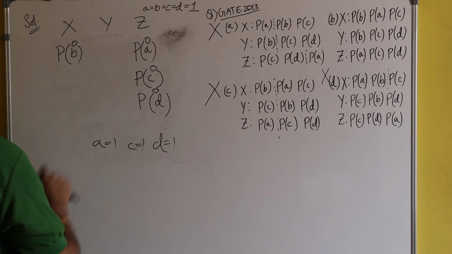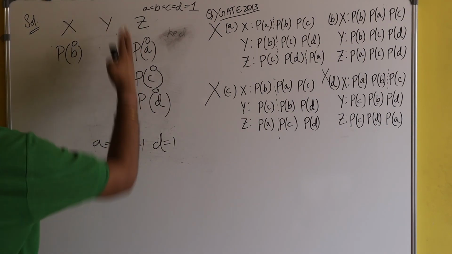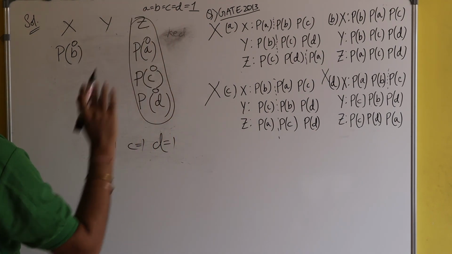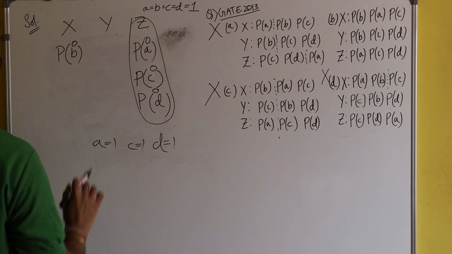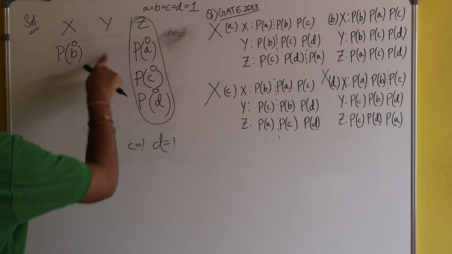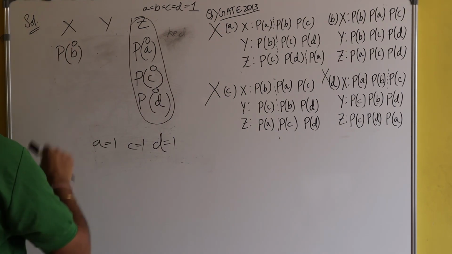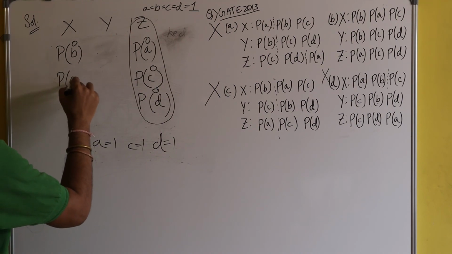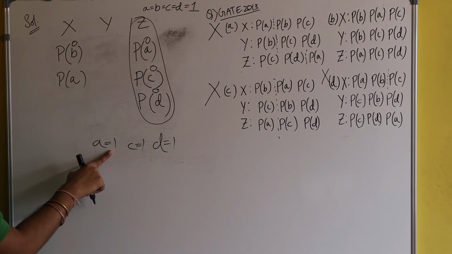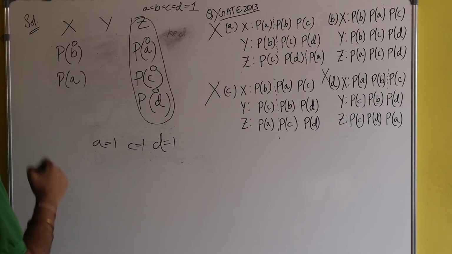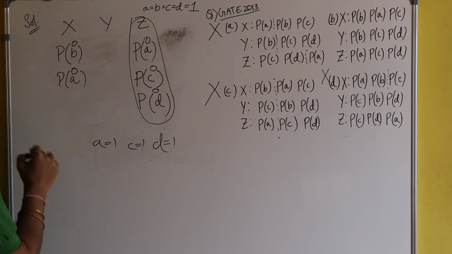So now just forget about Z. Z is completed. Now if the CPU is given to process X, process X this time will successfully execute P of A. Why? Because the value of A is 1. So process X has successfully executed P of A. Now the value of A has become 0.